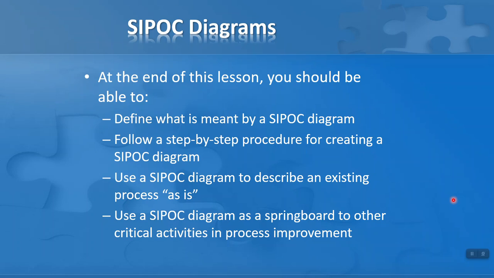So our objectives, first of all, at the end of this lesson, you should be able to do the following. Define what is meant by a SIPOC diagram, follow a step-by-step procedure for creating the SIPOC diagram, and then we're going to use the SIPOC diagram to describe an existing process as is, and I'll explain why we do that only. And finally, our objective would be to use the SIPOC diagram as a springboard to other critical activities in process improvement. So it's a brilliant tool, one of my favorite ones, but it's quite a high level tool and can be very, very useful when you're starting out in process improvement.